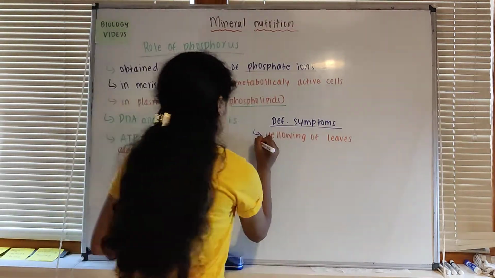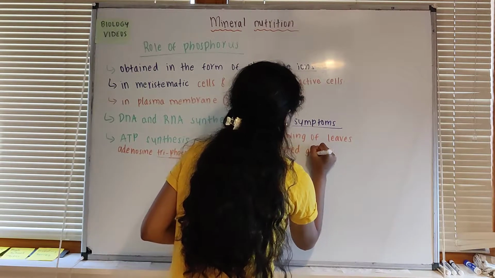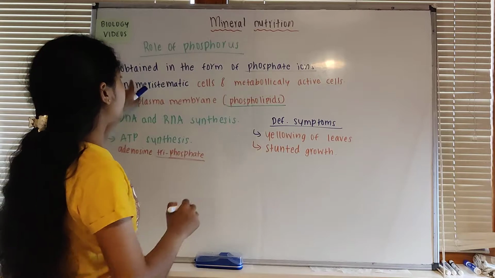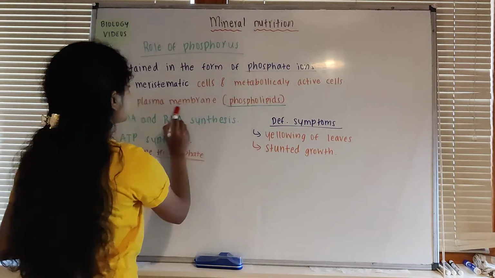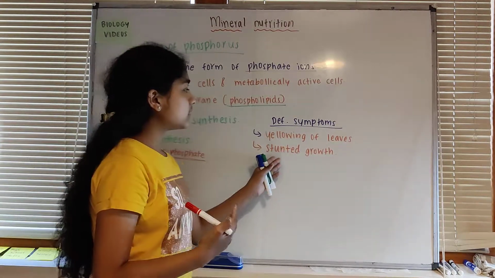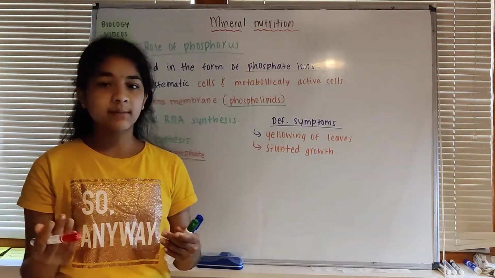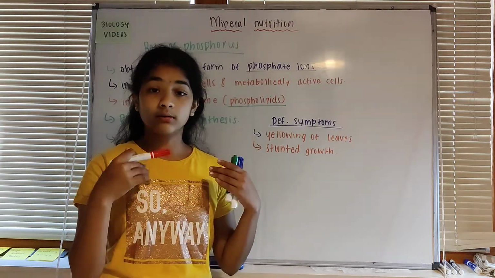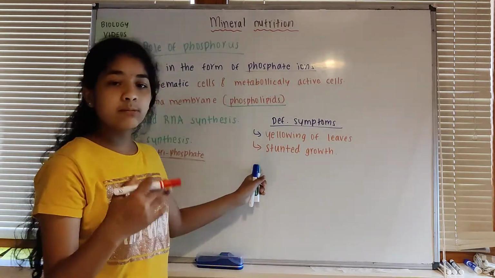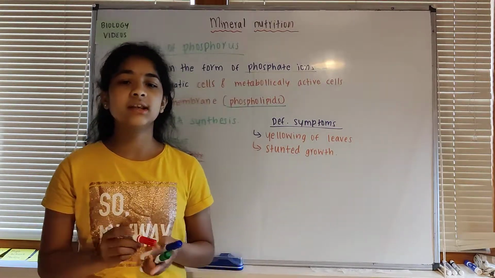Next, one more deficiency symptom is stunted growth. Why is there stunted growth? We said that phosphorus is in the plasma membrane, in the form of phospholipids. If there is not enough phosphorus, cell membrane growth won't take place properly, and cells also won't divide properly. If there is a problem in cell division, there is stunted growth. That's why phosphorus deficiency leads to stunted growth.